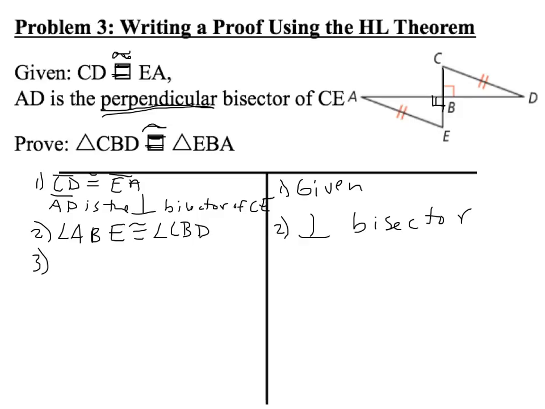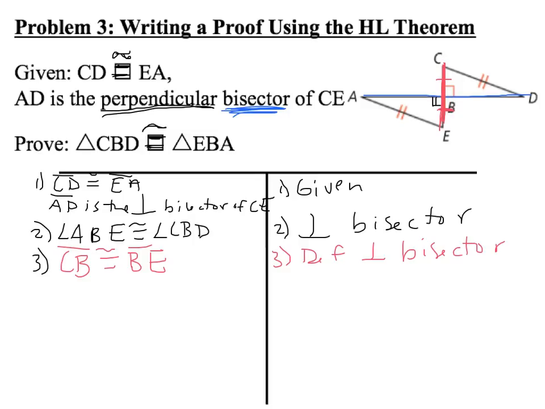The other part I have in the given statement is bisector. Bisector means that this line, AD, bisected this line. It cut CE in half. If it cut it in half, then I know that I have two congruent parts. So I can say CB is congruent to BE, and that is the definition of perpendicular bisector.